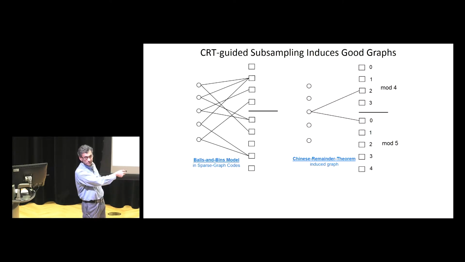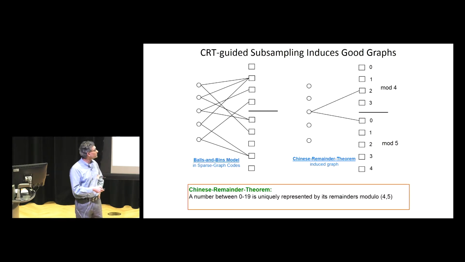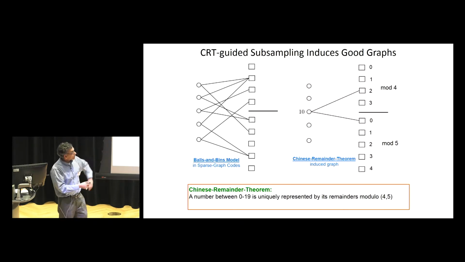depending on its label. Now, the Chinese remainder theorem comes in because in this example, any number from 0 to 19 is uniquely represented by its remainders, mod 4 and 5. So if you know the remainder mod 4 is 2 and the remainder mod 5 is 0, there's only one label in the range of 0 to 19 that's going to satisfy that, and that is 10. You can check it. So that ball happens to be ball number 10.